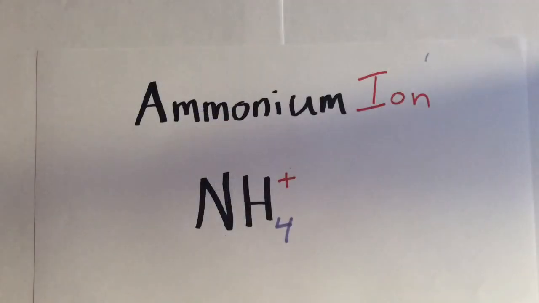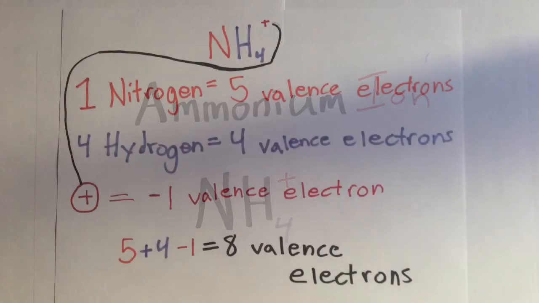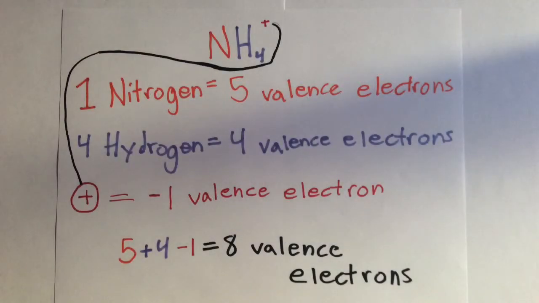Next up, we have the ammonium ion, which is also known as NH4+. So the ammonium ion has 1 nitrogen atom, which gives us 5 valence electrons, 4 hydrogen atoms, which gives us 4 valence electrons, and it's positive, so we lose a valence electron. 5 plus 4 minus 1 equals 8 total valence electrons.